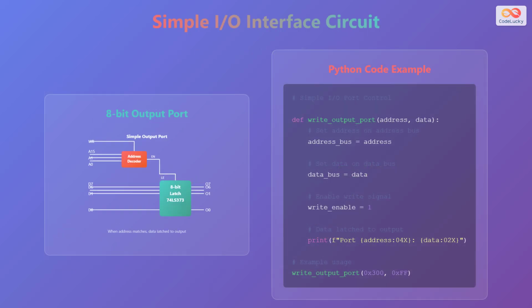Let's consider a simple 8-bit output port. It involves the address bus, the data bus, and the control signals. When the address matches, the data is latched to the output.